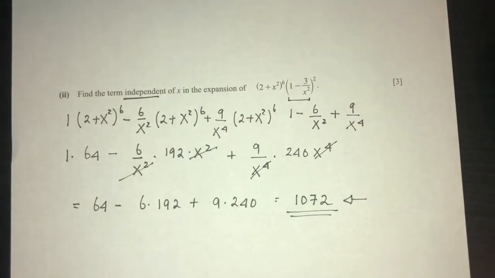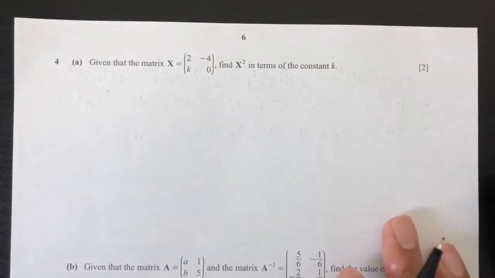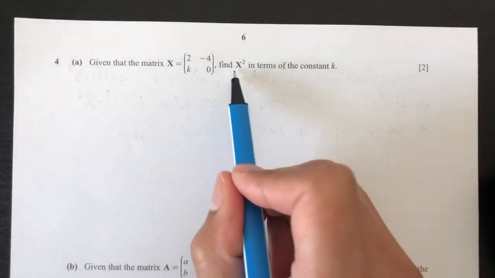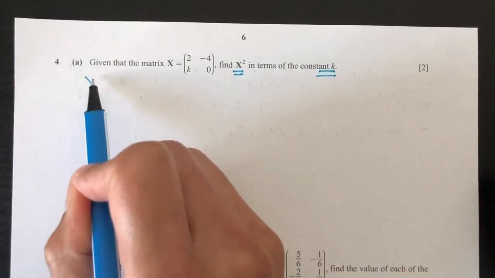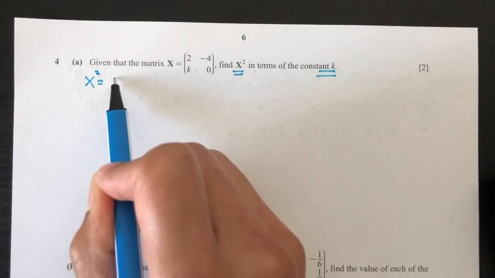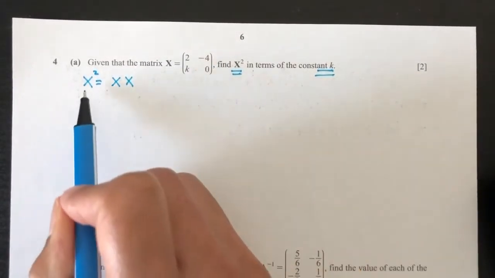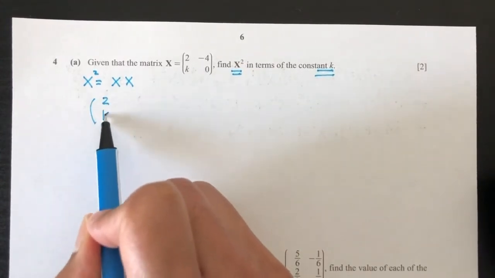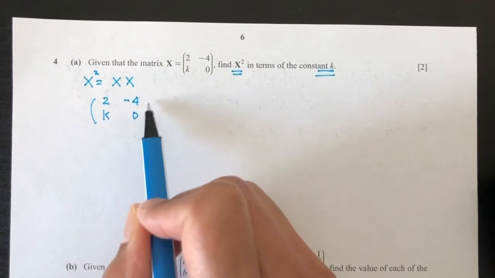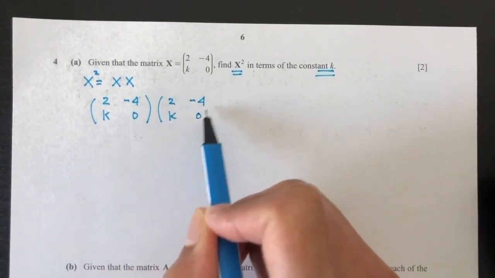That is question number 3. To question number 4. Given that x is equal to this matrix, find x squared in terms of constant k. So now what is x squared? X squared is equal to x times x. So remember, when it comes down to matrix, x squared is equal to x times x. So let's do that. 2, k, minus 4, 0 times 2, k, minus 4, 0.